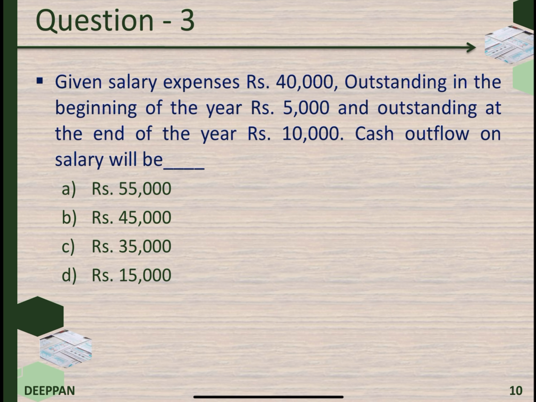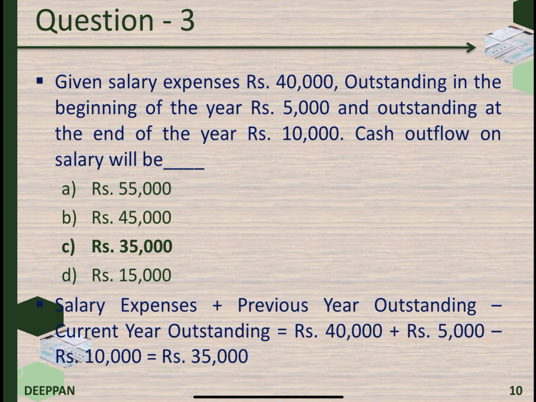Given salary expenses rupees 40,000, outstanding in the beginning of the year rupees 5,000 and outstanding at the end of the year is rupees 10,000. Cash outflow on salary will be 35,000. Here salary expenses plus previous year outstanding minus current year outstanding.